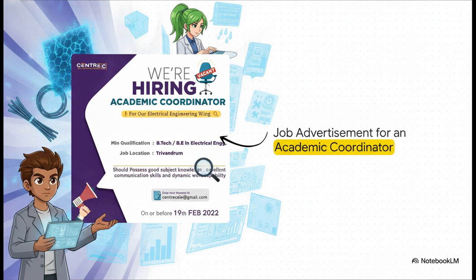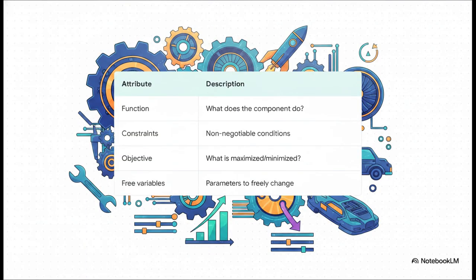They've got to convert the expected performance of a part into a measurable, numerical set of properties. Basically, they're writing a job ad for the material. So the crucial point here is breaking the engineering problem down into 4 translation attributes. First up is the function. What does the component actually do? Second are the constraints. What are the absolute non-negotiable conditions? Third is the objective. What exactly are we trying to maximize or minimize? And fourth, the free variables. What parameters are we actually allowed to change to solve the problem?